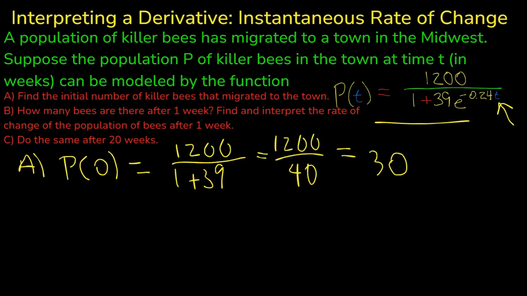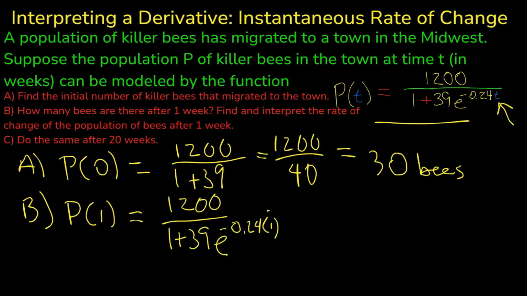And here, because we have a context, we would have 30 what? 30 bees. If you had to interpret that answer, we would say that the initial number of bees that migrated to the town was 30 bees. Part B wants to know how many bees were there after 1 week. So we would substitute 1 into the function, and we get approximately 37.88, which rounds to 38 bees.